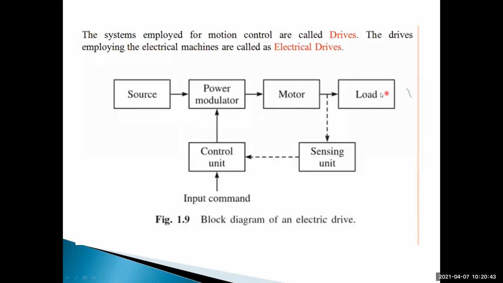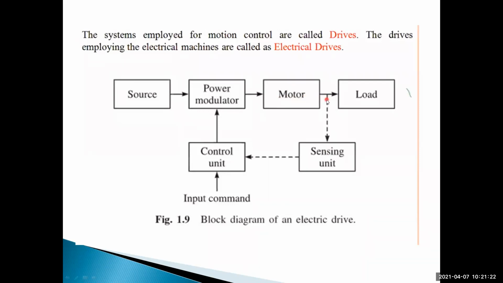Depending on our requirement, this load is working. During starting condition, high torque is required. In a traction system, high starting torque is required. So this sensing unit senses the speed of the motor. Initially the speed of the motor is very less, and it senses the speed of this motor and gives it to the power modulator, and the power modulator controls the input of the motor, and then it rotates with high starting torque.